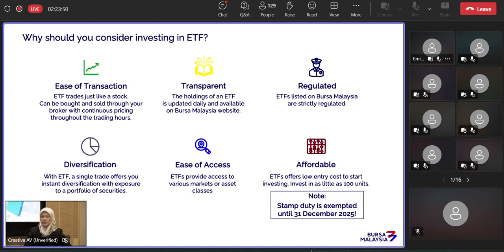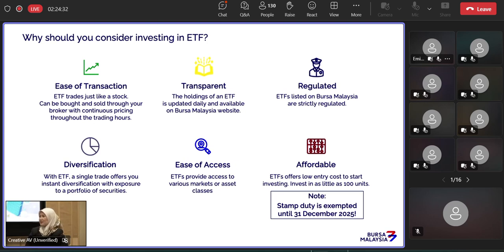Okay, it's transparent. So the holdings of ETFs are updated daily and available on the Bursa website. So if you want to see, for example, what stocks an ETF invests in, you can take a look at the Bursa website and see the holdings of the ETFs. So it's very, very transparent and it is regulated. It's listed on Bursa and strictly regulated, and we have our authority, the Securities Commission Malaysia. They also monitor the conduct of the trading. Okay, diversification. So you know the saying, don't put all your eggs in one basket.